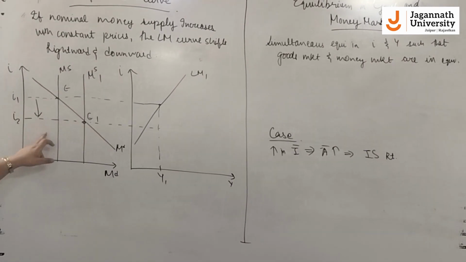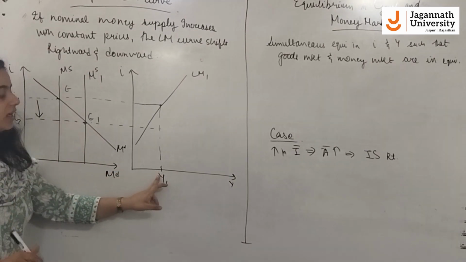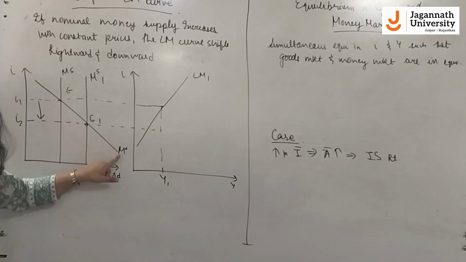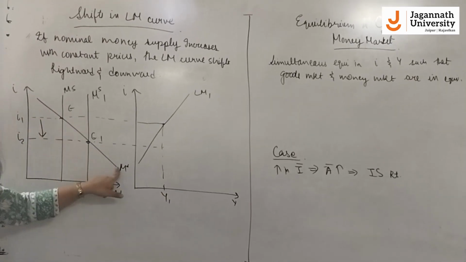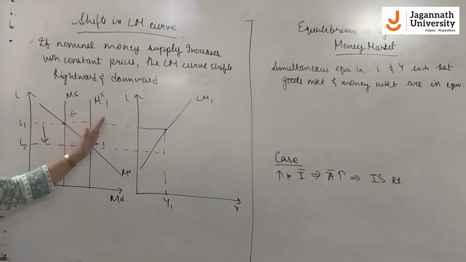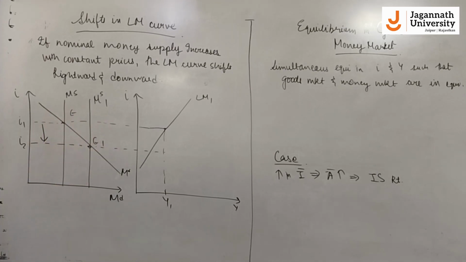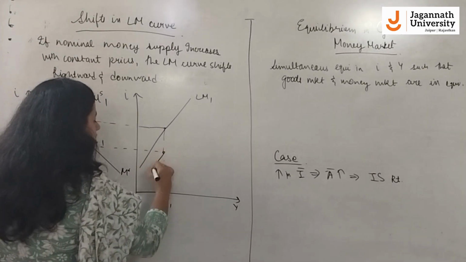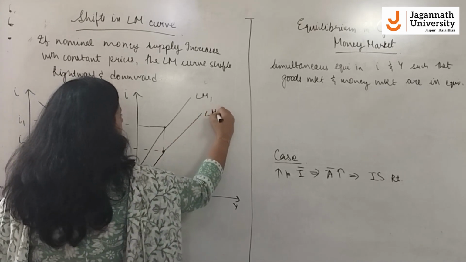Interest rate fall हुआ है, लेकिन income का level change नहीं हुआ है, because income का level मेरे money demand पर depend करता है, जो अभी भी same है. Change इसमें आया है money supply में, जिसकी वजह से interest rate गिरा. So interest rate गिरने से क्या होगा? This will be my new LM.